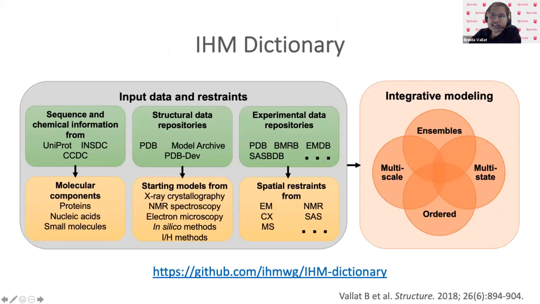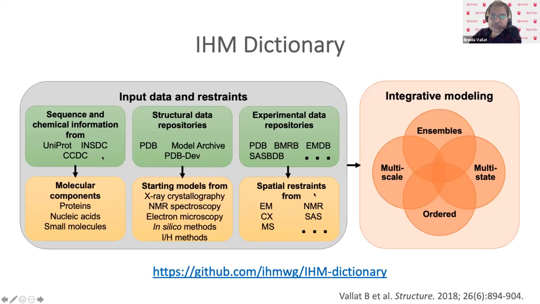The data standards defined in the IHM dictionary can be outlined as follows. The details of molecular components in the structure, such as proteins, nucleic acids, and small molecules, and the corresponding references to sequence and chemical information databases. These are taken from the PDBx/mmCIF dictionary. The definitions for starting models used, along with references to models that may be available from the PDB Model Archive or PDB-Dev. These are provided in the IHM Extension Dictionary because these are specific for integrative modeling.